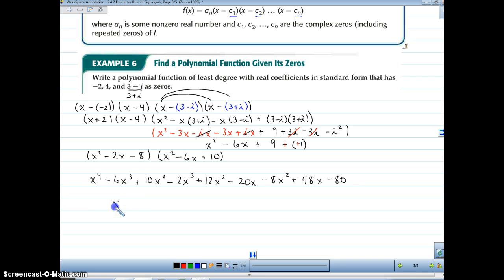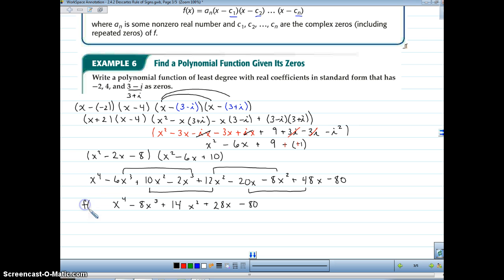And we just combine our like terms. So x to the 4th, I'm going to combine these two. Minus 6x cubed minus 2x cubed is minus 8x cubed. Let's see, 10x squared plus 12x squared is 22x squared. Whoops, and there was a third one I missed over here. Minus 8x. So I'll go ahead and combine all those. Let's see. 10 plus 12 is 22, minus 8 is 14x squared. And then minus 20 plus 48 is going to be plus 28x. And then, of course, the minus 80 at the end. So there's our polynomial function.